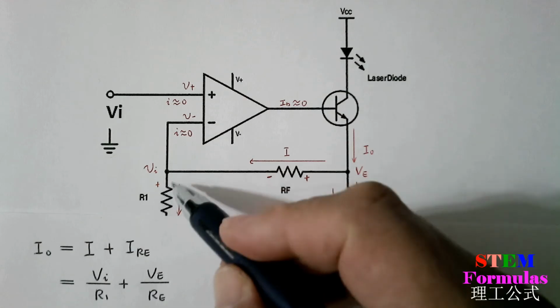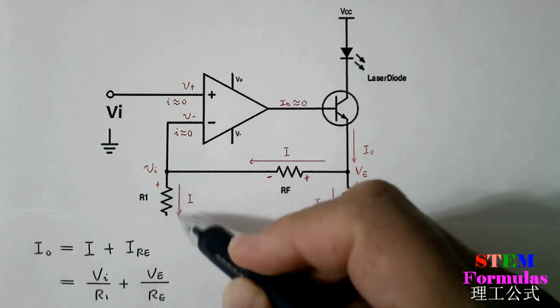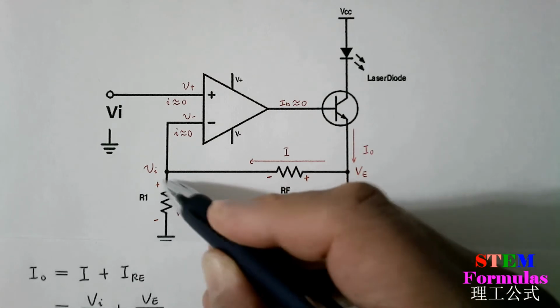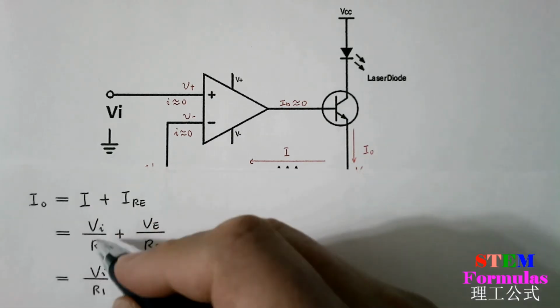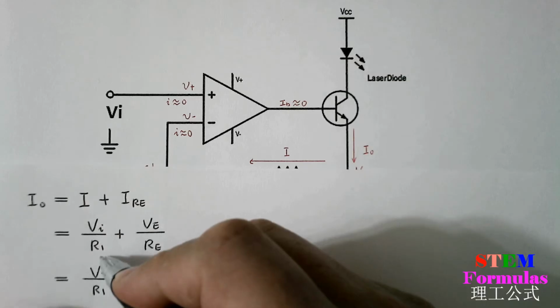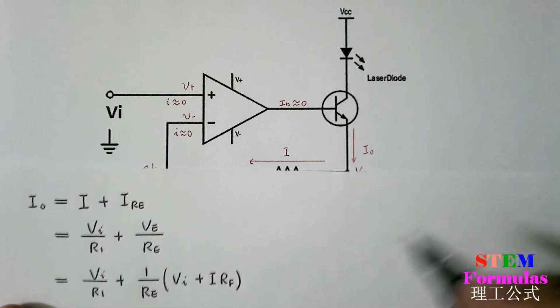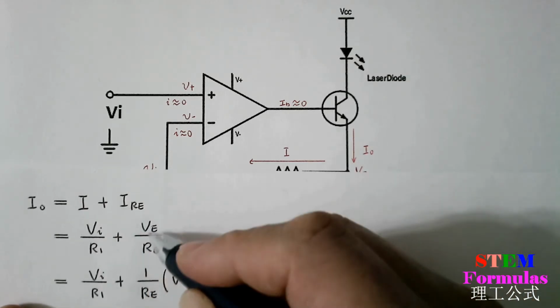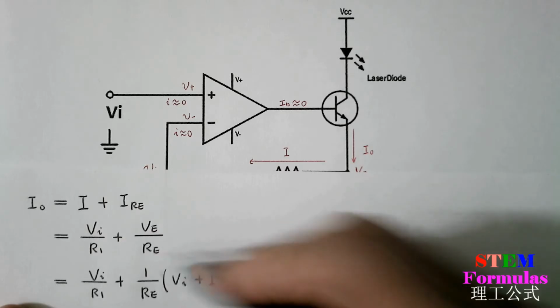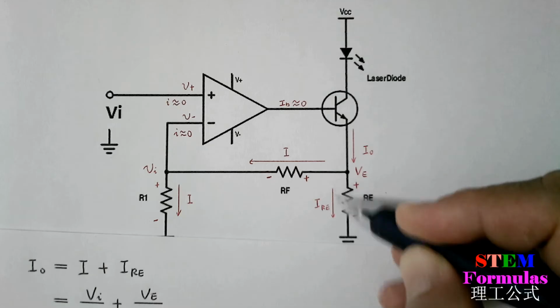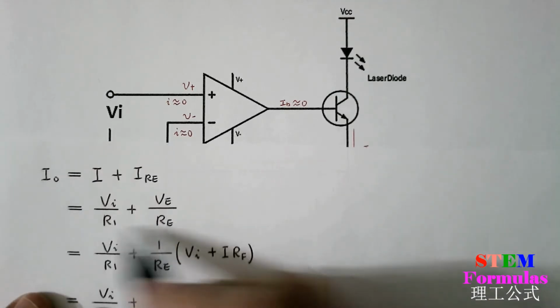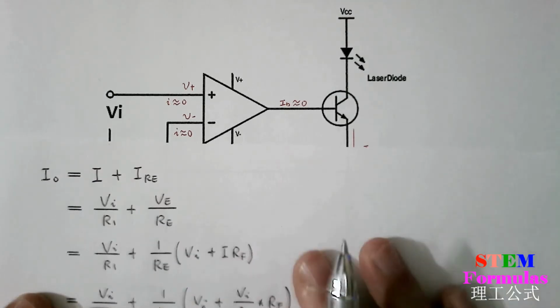And I equals VI divided by R1. And IRE equals VE divided by RE. So I have these two expressions.